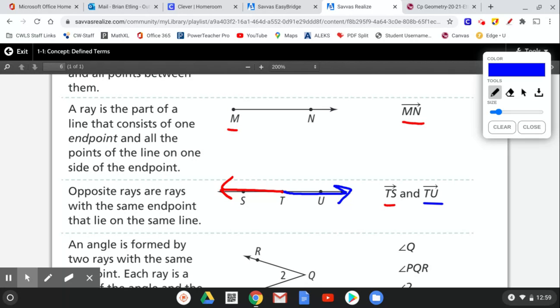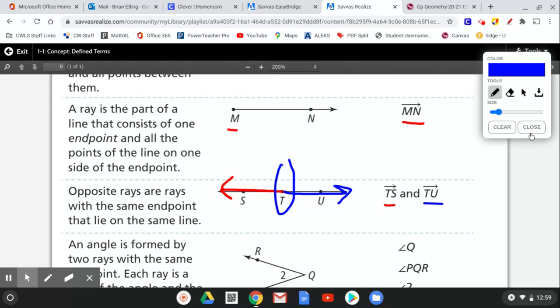If you see a line with 3 points on it, pick the middle one and you can divide it into 2 separate rays. They might ask you to do that and say, here's a line. What are the 2 opposite rays that form that line? Well, pick the middle point, draw your 2 rays.